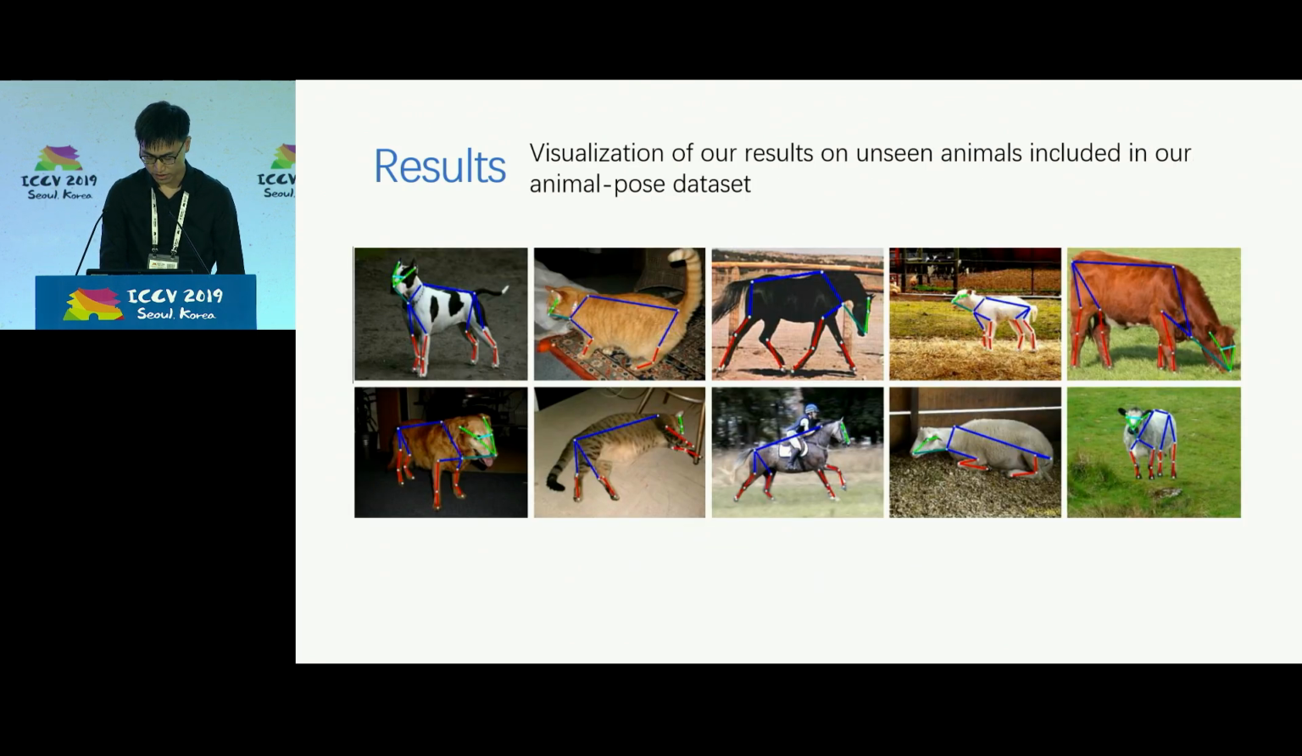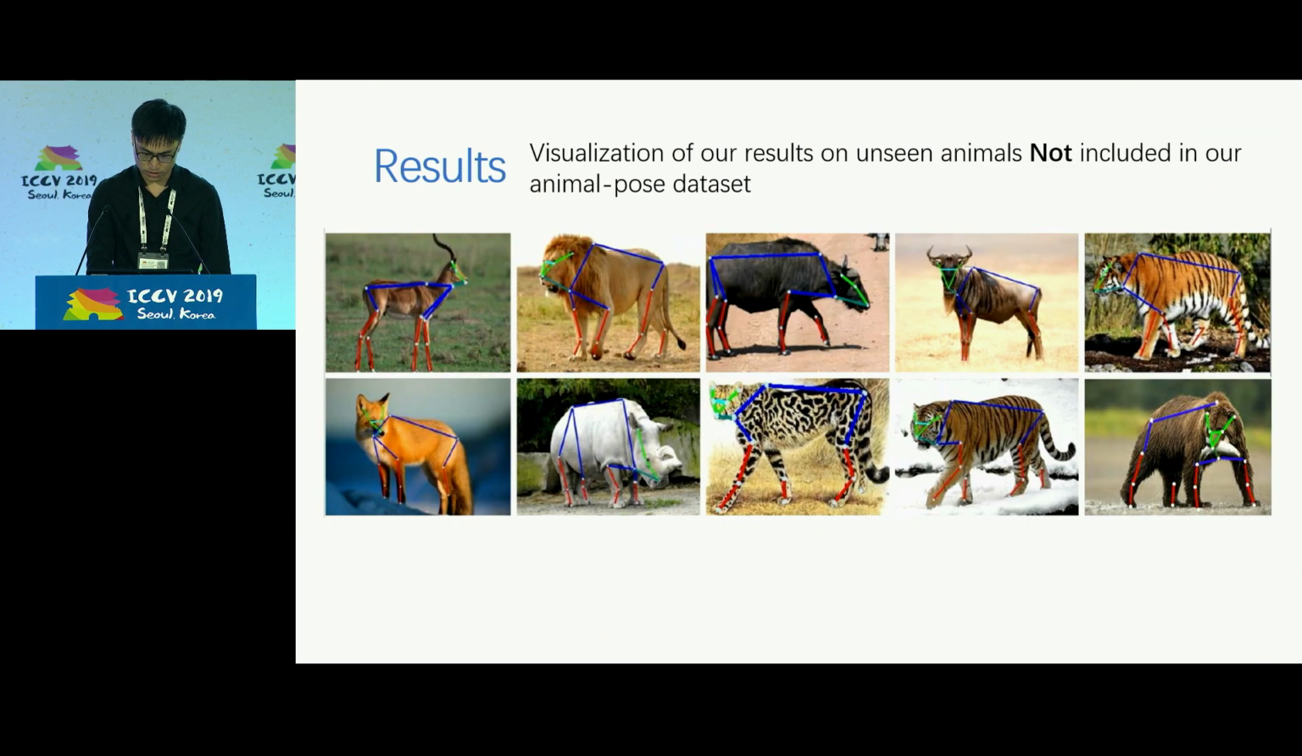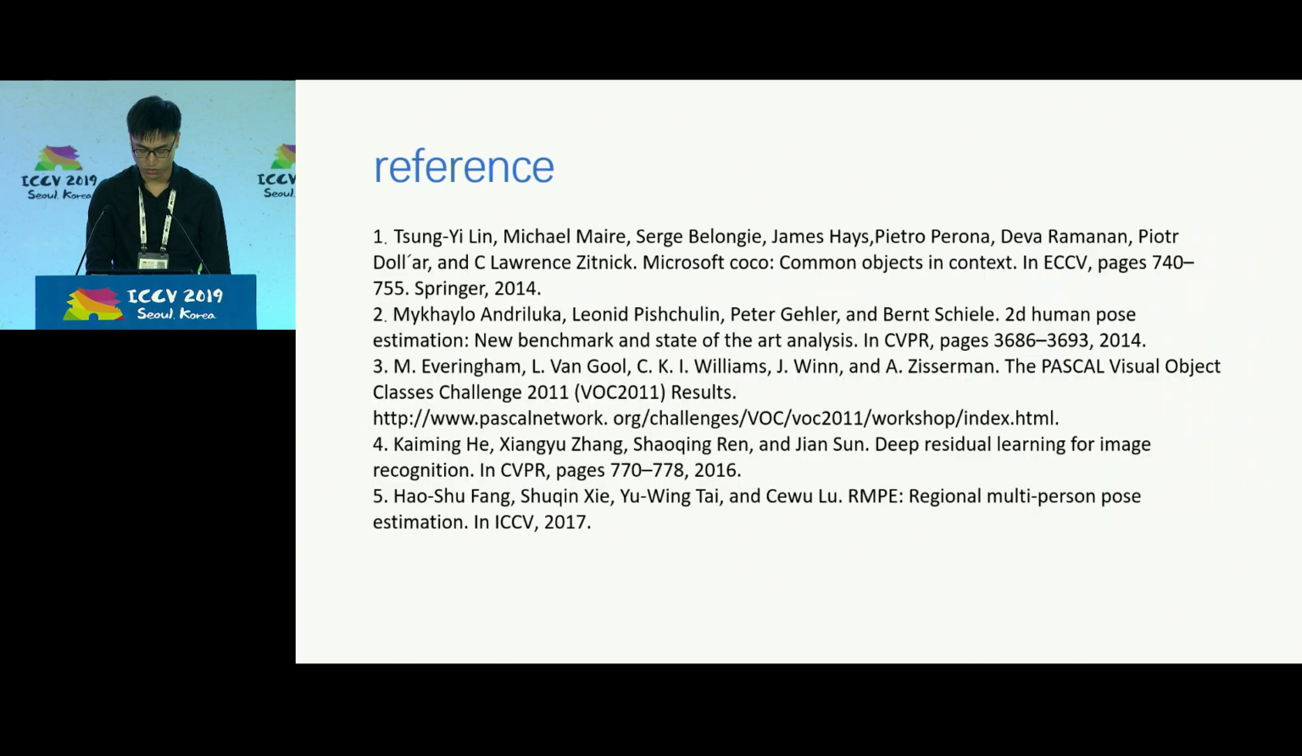This is a visualization of our results on unseen animals included in our animal pose dataset. And we can also estimate unseen animals not included in our dataset. Thanks for attention.